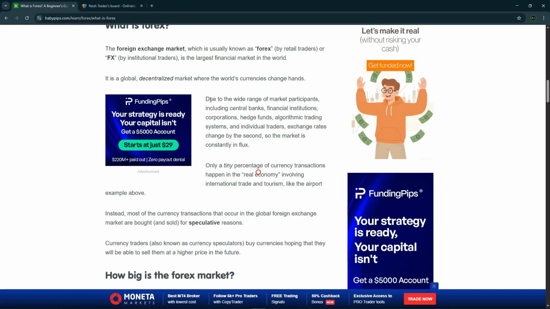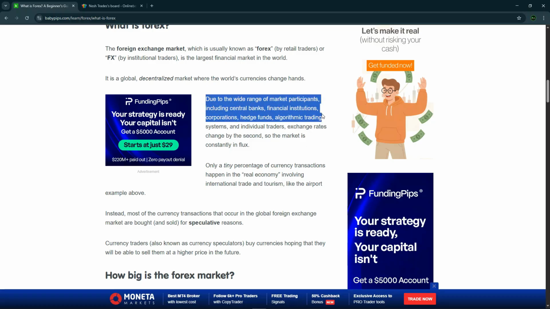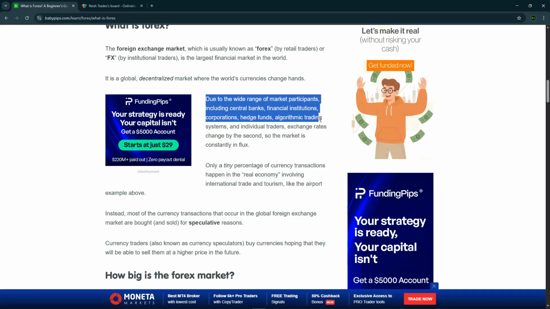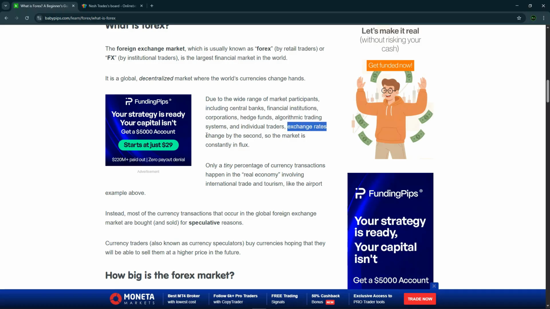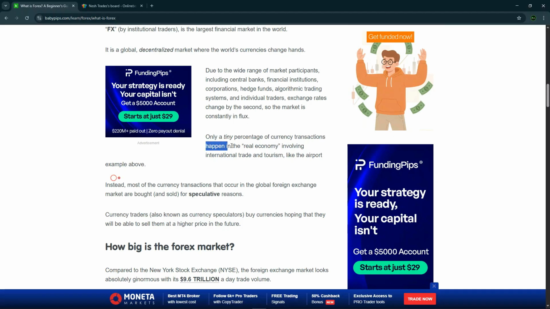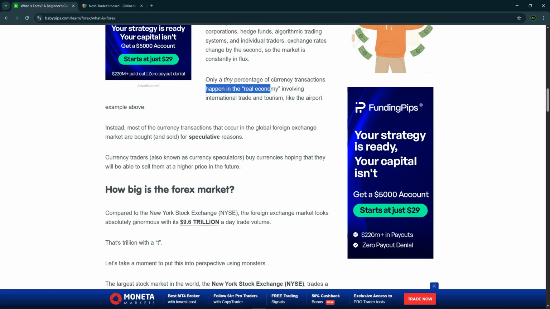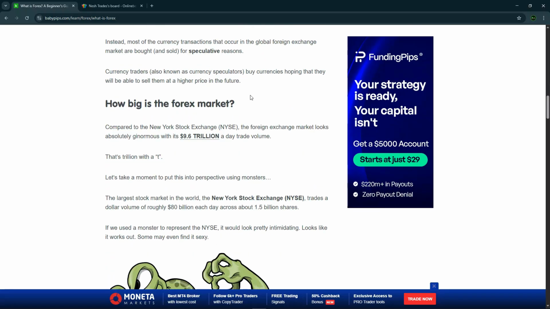All right, so you can see we have a lot of parties involved in forex markets, and with so many participants, these exchange rates change every second, which means the market is constantly in flux. We can say that only about 10% of transactions happen in the real economy, involving international trade and tourism, like at an airport. Instead, most of the currency transactions in the global foreign exchange market are bought and sold for speculative reasons. All right, so if you speculate that it will go high, you buy; if you speculate that it will go low, you sell. And that is what we have just explained.